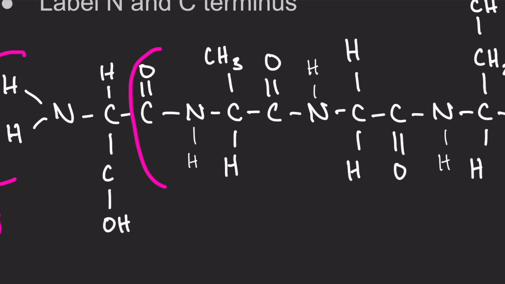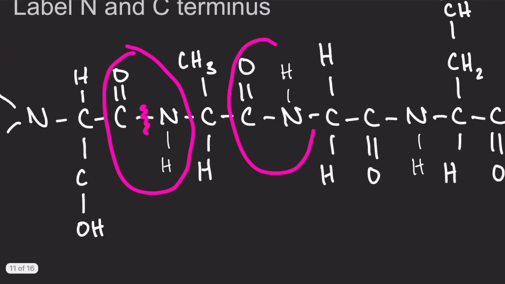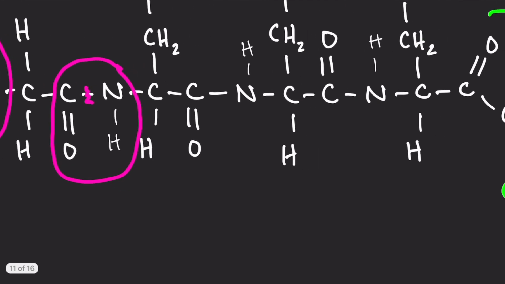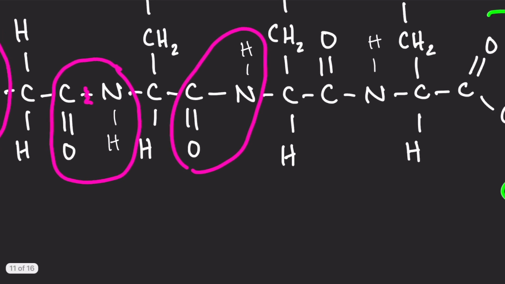Okay, so we have an NCC. Here's our first amide, and so our peptide bond is going to be right here. Our second one, right here, peptide bond. Our third one, here, peptide bond. Fourth one, or wait, 1, 2, 3, no, I was right. Fourth one, here, peptide bond.